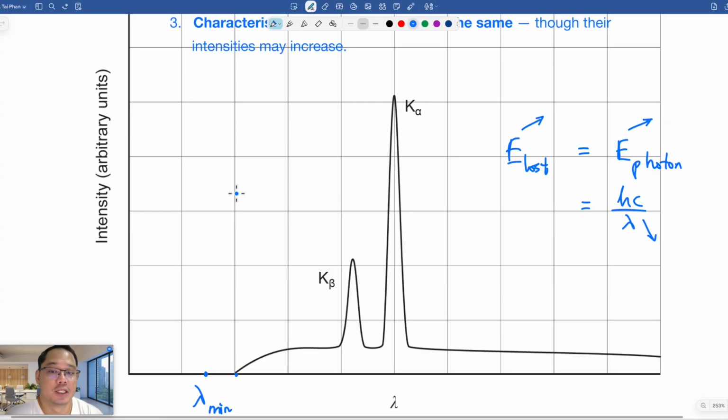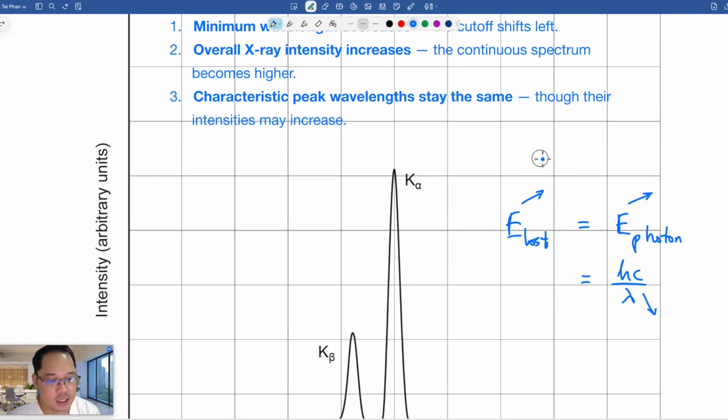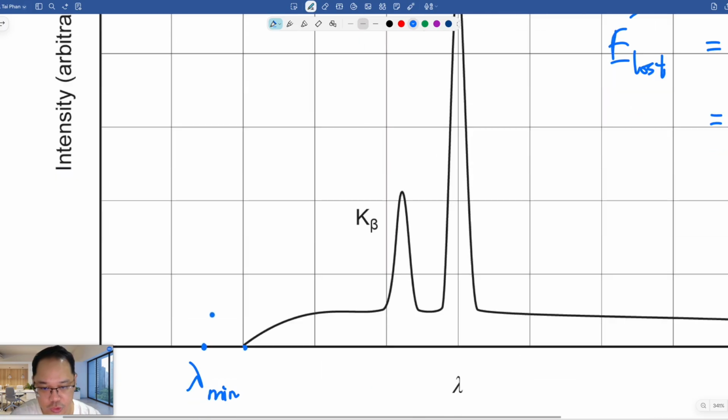The second change to the graph is harder to realize. That is, the overall X-ray intensity increases. The continuous spectrum becomes higher because the energy of each incident electron is higher than before. So the amount of energy lost is also higher, and the emitted photon energy will be higher. The result is that the overall intensity is higher.